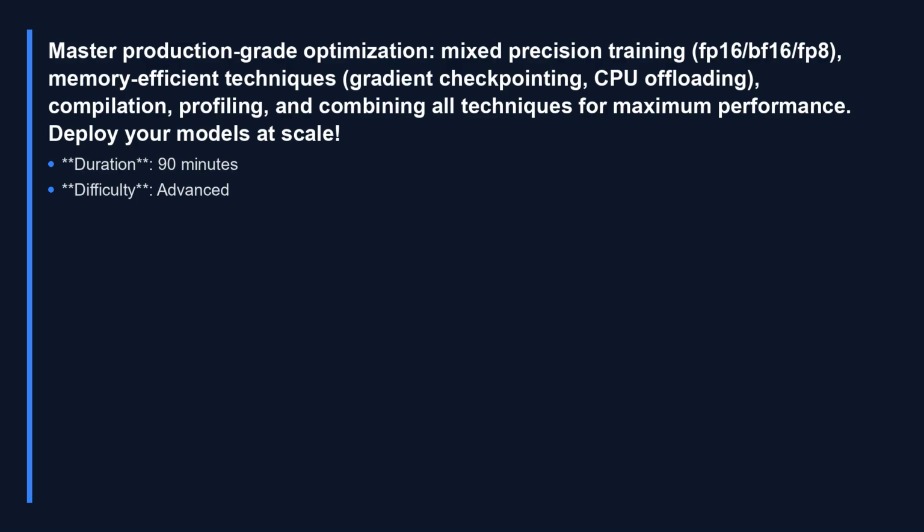You'll cover mixed precision training across FP16, BF16, and FP8, memory-efficient techniques like gradient checkpointing and CPU offloading, model compilation with torch.compile, and profiling. By the end, you'll know how to combine all of these into a single training pipeline that extracts maximum performance from your hardware. Budget about 90 minutes. This one is dense, and it's worth taking your time.